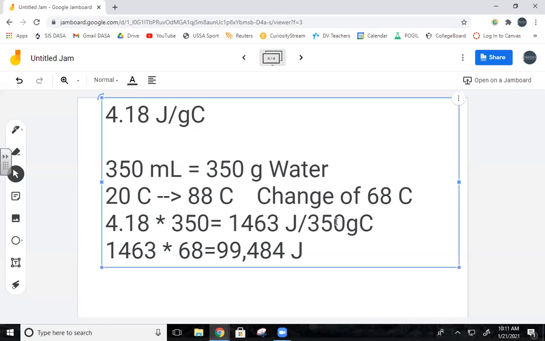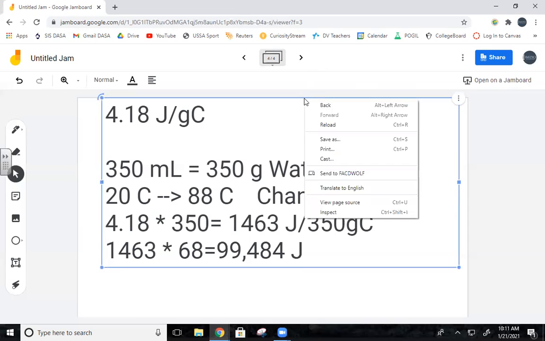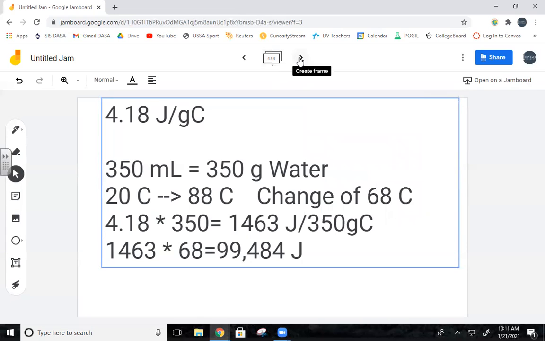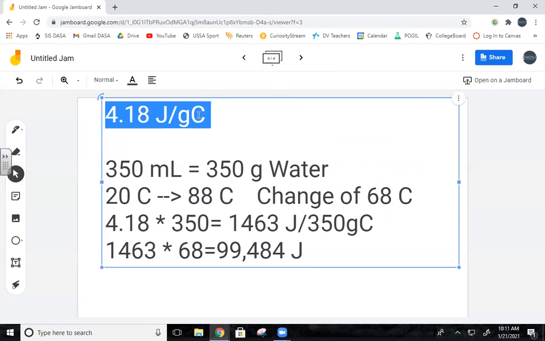We will solve. So we've been solving for joules, right? We've been solving for joules. So now let's solve for something else.